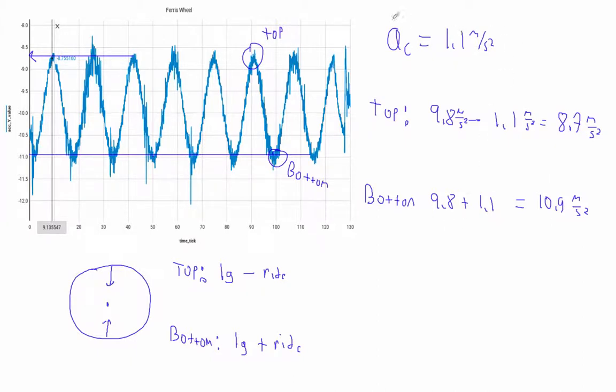So just take whatever your acceleration is for the ride. At the top, subtract that from 9.8. At the bottom, add it to 9.8 and get an acceleration. Then look on the graph and see whether you're actually getting that acceleration. I hope that helps.